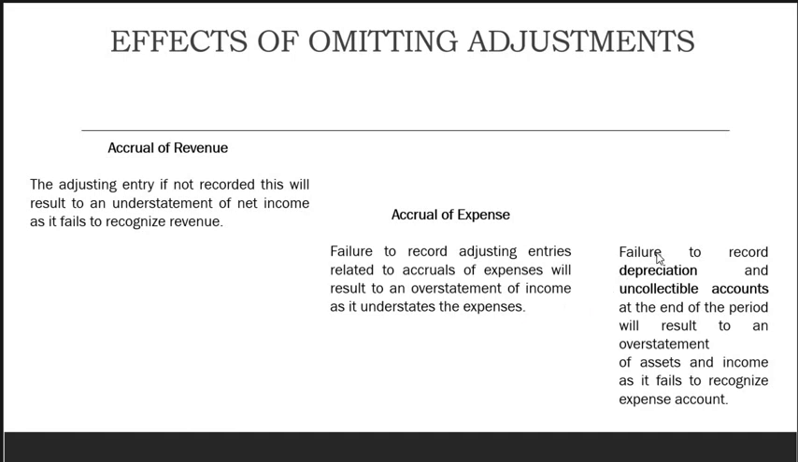So, what about this one? Failure to record depreciation and uncollectible accounts at the end of the period will result in an overstatement of assets and income as it fails to recognize the expense account. Those are the effects on our financial statements when we fail to make adjusting entries.